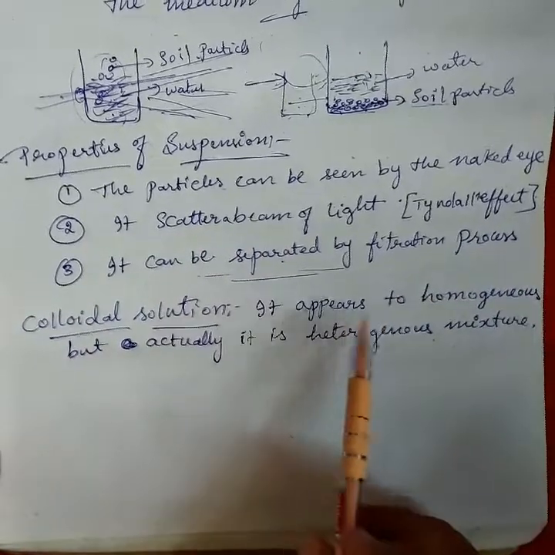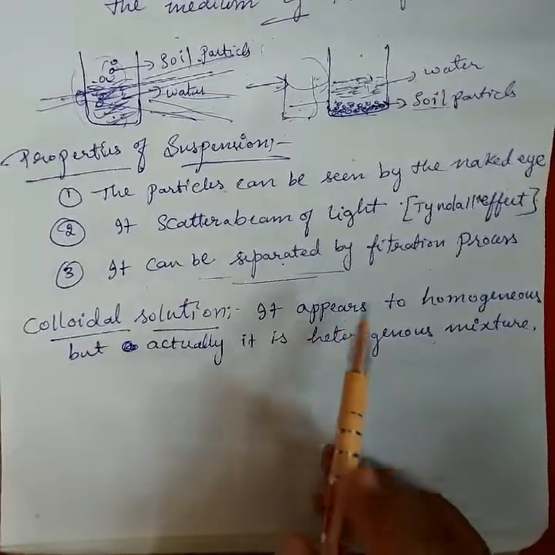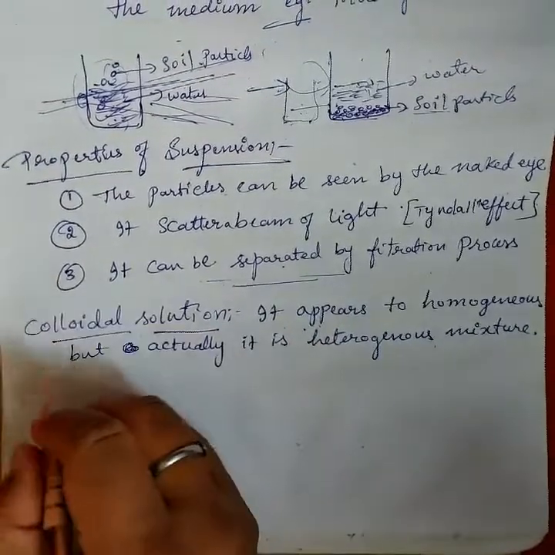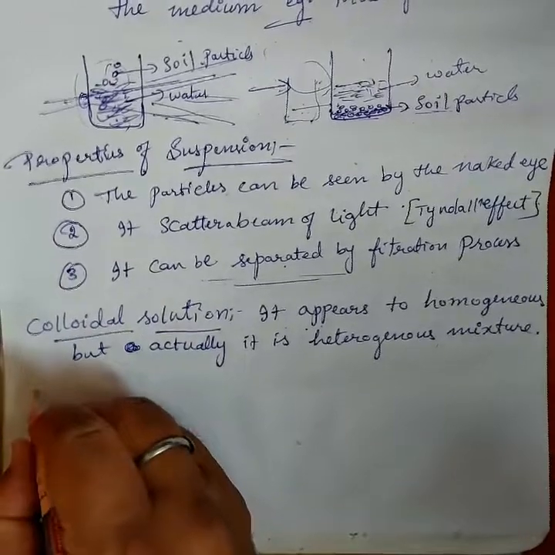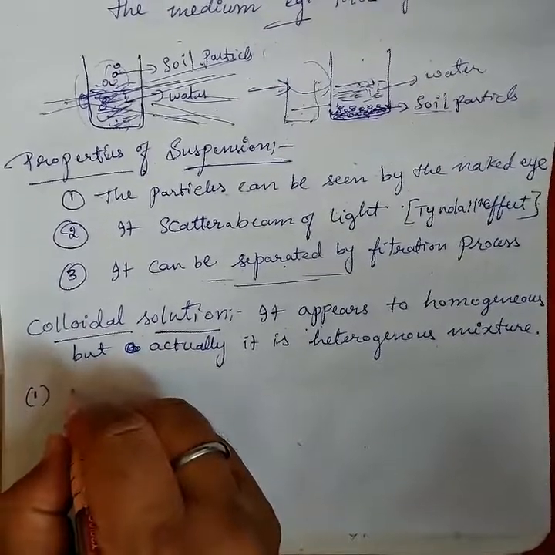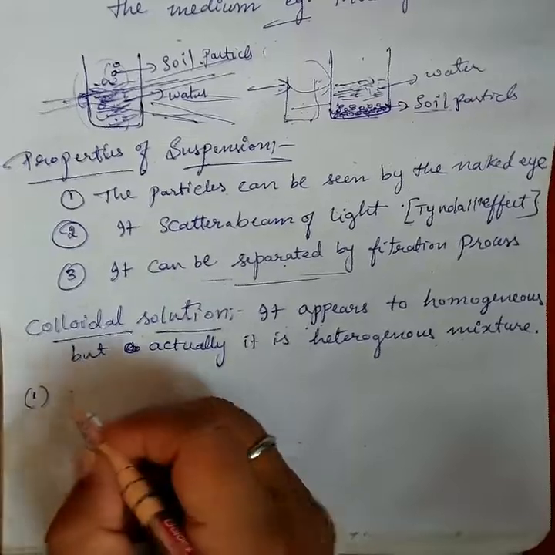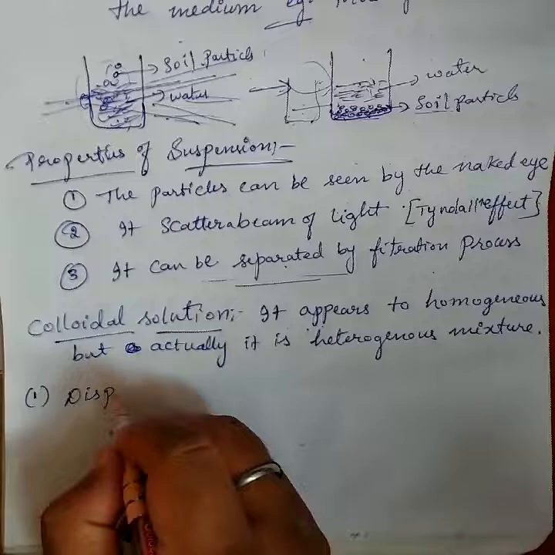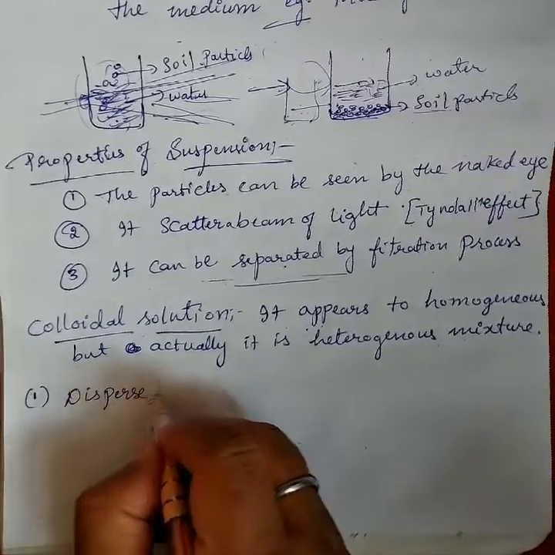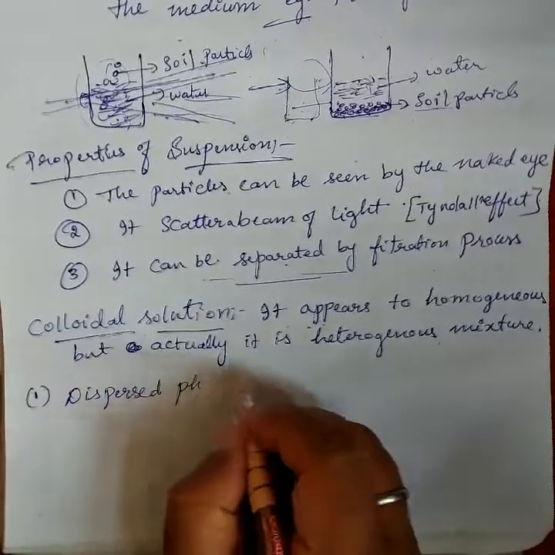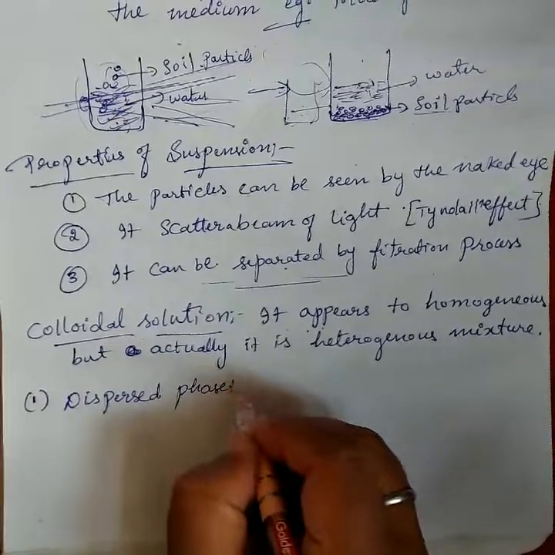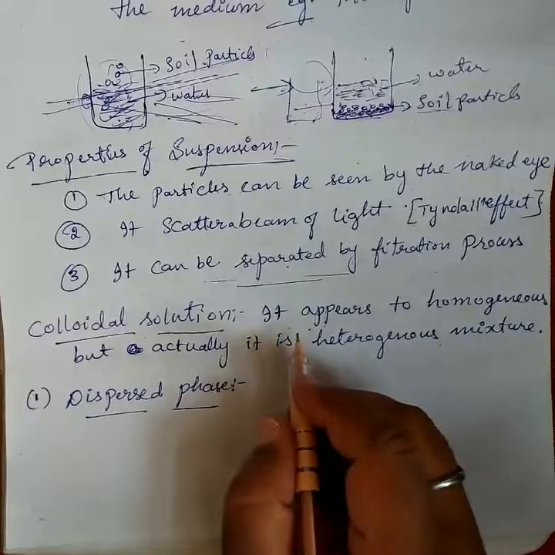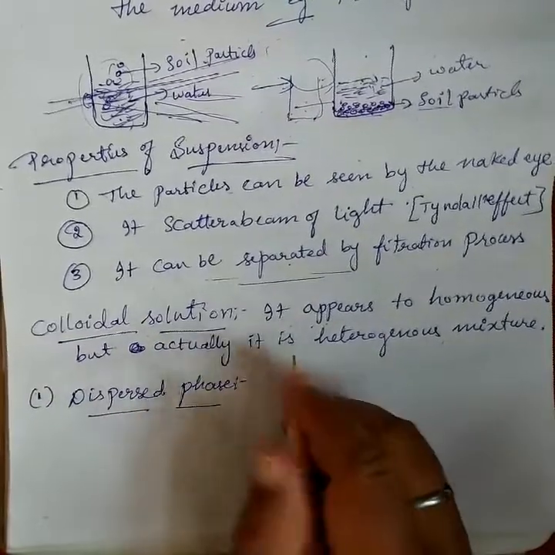A colloidal solution also consists of two components: the dispersed phase and the dispersion medium. So what is a dispersed phase now?